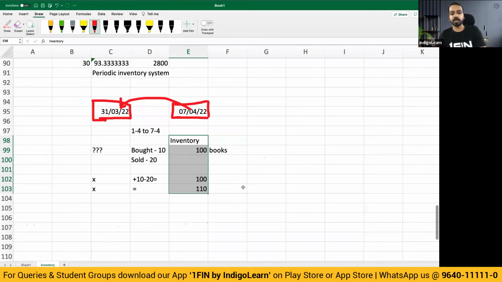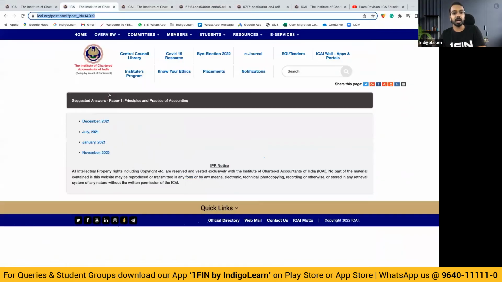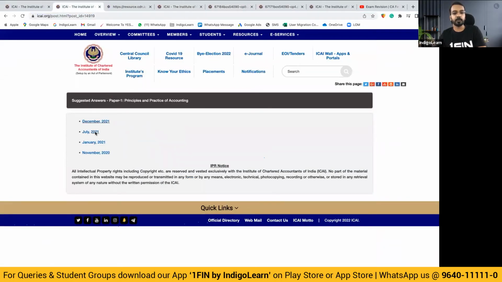Okay. Now what I'll do is, let us see if there are any questions asked for inventory specifically. We will take that and solve them. If any one of you has a specific question that you want me to solve on inventory, please let me know. I'll solve that as well. If not today, in tomorrow's class, that is Friday, I will take that.